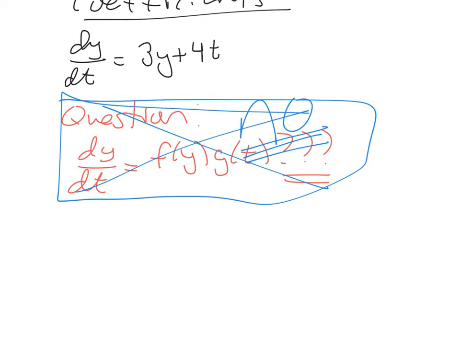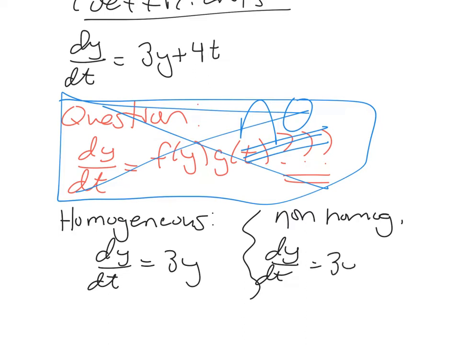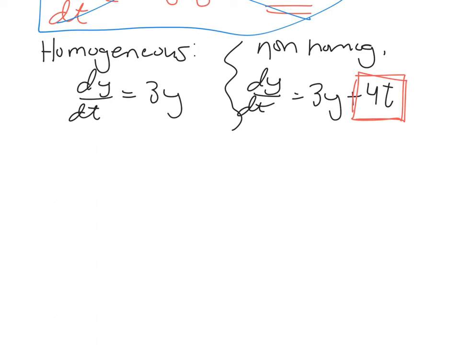This is still a linear differential equation, and so I can observe that I can break this into a homogeneous differential equation, dy/dt equals 3y, and a non-homogeneous differential equation, which is the original, dy/dt equals 3y plus 4t, which means that this plus 4t is the non-homogeneous piece. So we're going to use the method of undetermined coefficients.